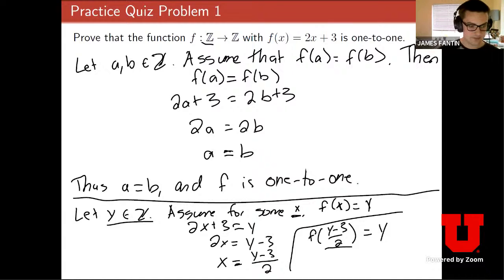No, right? Yeah, no. So it's not always an integer. For example, when y is equal to 2, this would come out to negative a half. So this function is not onto.